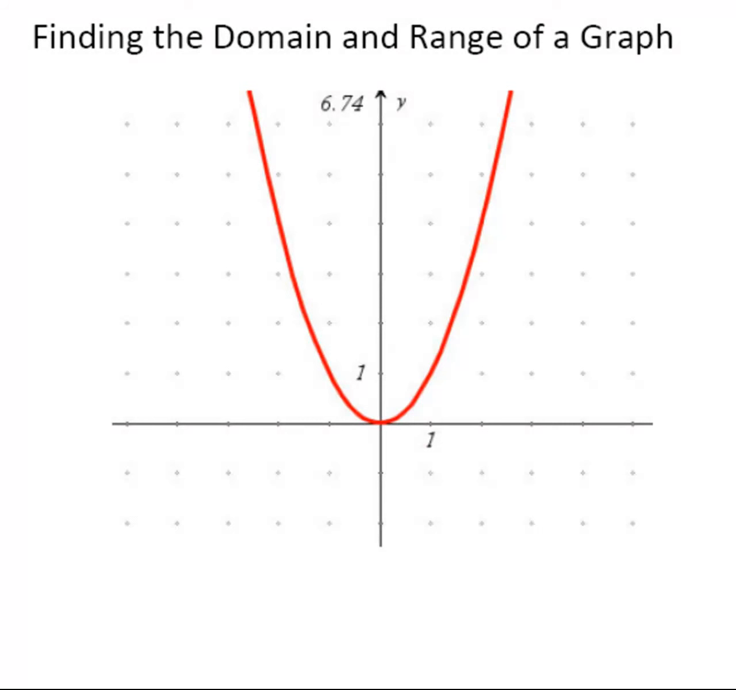Okay, in this example, we will find the domain and range given a graph. Now, a few things. If you have lines like this, you assume they go on forever. So think about having arrows on the end like this. Okay, they go on forever. If there's not a dot, they go on forever.